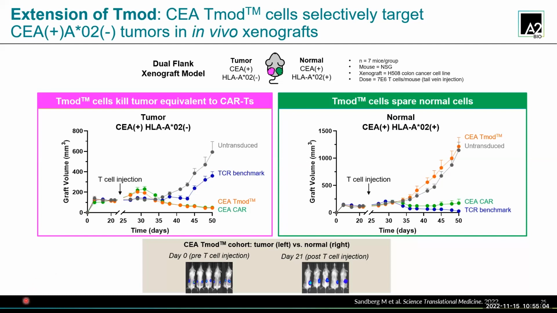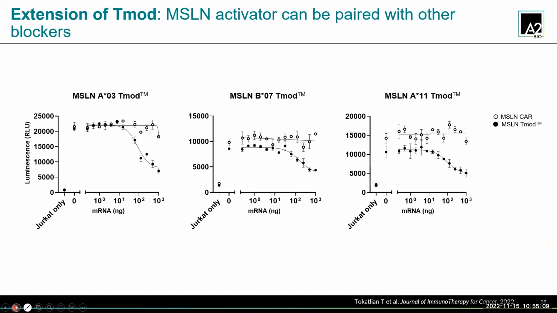We also wanted to demonstrate that mesothelin TMOD could be extended to other blockers. If true, this would allow for the TMOD platform to extend beyond just those individuals who are heterozygous for A2. So mesothelin CAR was paired with an HLA-A03 directed blocker, HLA-B07 directed blocker, and HLA-A11 directed blocker in DRCAT cells, all of which resulted in functional blocking of the CAR in a ligand-dependent manner.